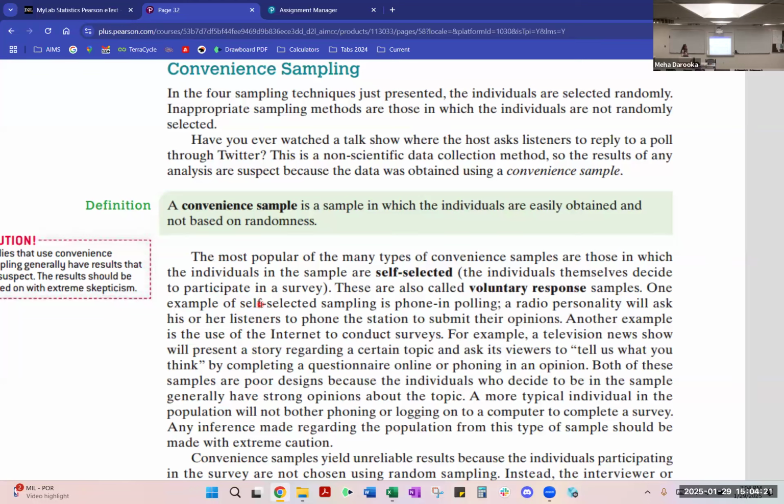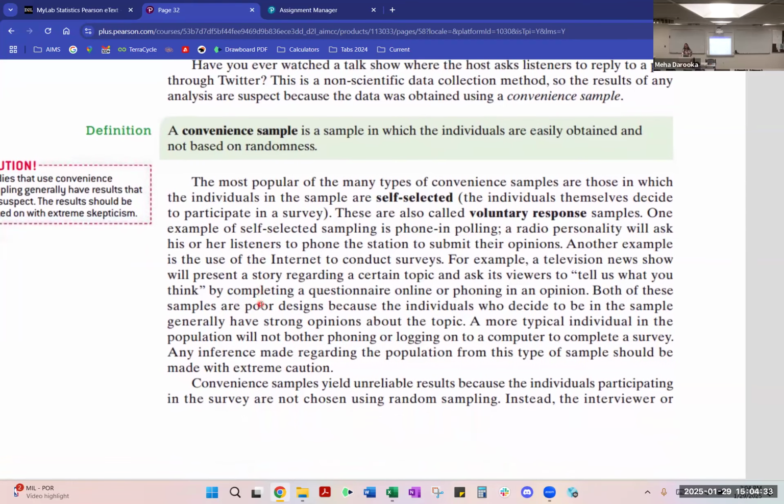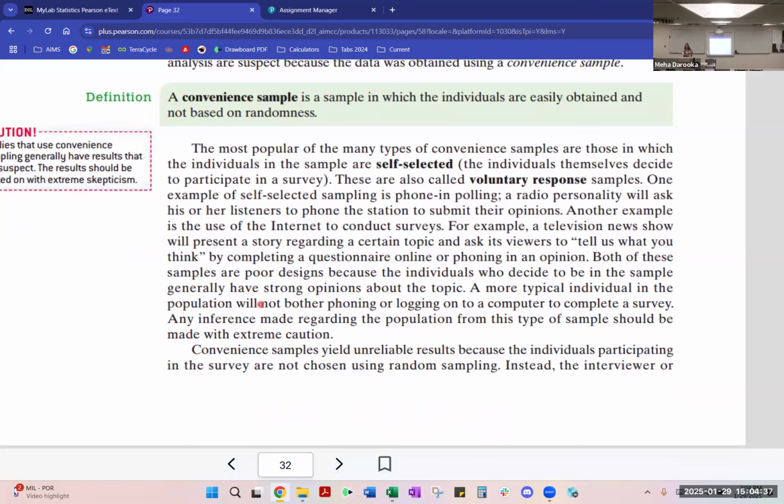The last one here, guys, is convenience sampling, and I had mentioned this a little bit last time. Convenience sampling is one in which the individuals are easily obtained, and it's not based on randomness, which also creates a lot of problems because your data may not be representative of your population, so there might be a little bias in there, and we'll talk about biases a little bit more.